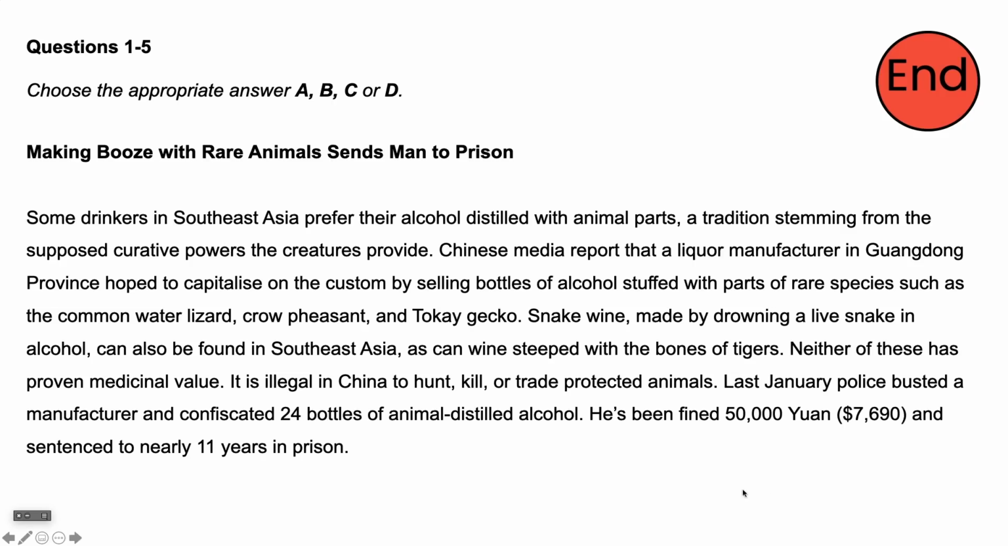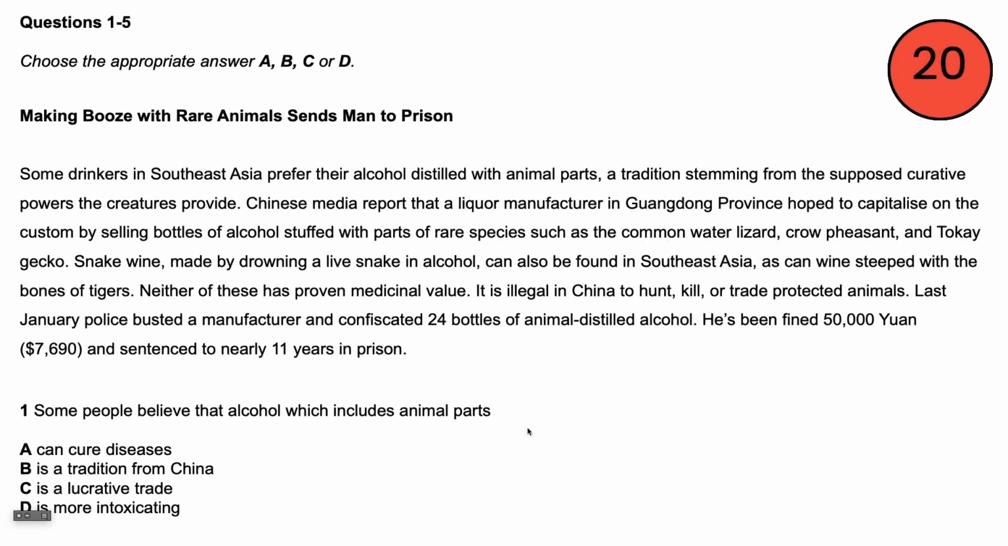Okay, so hopefully you read that paragraph very carefully. Let's now take a look at the first set of questions here. I'm just going to move my little drawing tool. All right, so I'm just going to give you 20 seconds to answer this first question. The first question is, some people believe that alcohol, which includes animal parts, what? A, B, C, or D? You have 20 seconds.